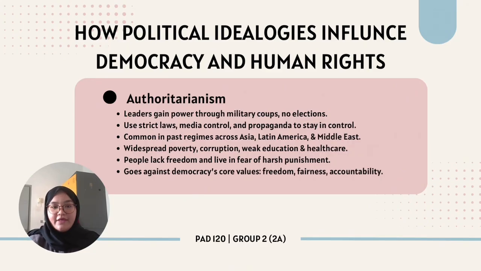Because of this, the people living under authoritarian rule started to reject it and push for a system that is more fair and transparent, aka democracy. To wrap it up, we can see that liberalism helped strengthen democracy with rights and participation, while capitalism brought economic freedom, and authoritarianism showed us the danger of power without accountability. Understanding these ideologies will help us see how democracy and human rights have evolved over time.